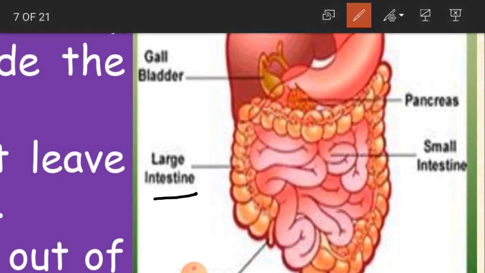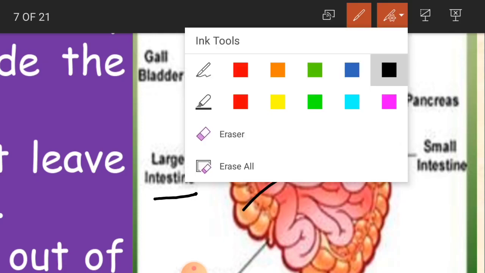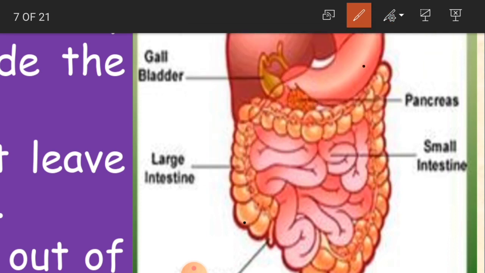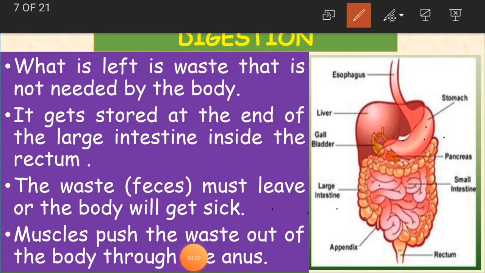Okay. So what happens? This waste, not food, is going to be stored there, at the end of the large intestine. You see the large intestine here. So this is the large intestine, and the waste is going to be stored at the end of the large intestine, that is the rectum. Here children, can you see the rectum here? Yes, the waste is going to be stored there.